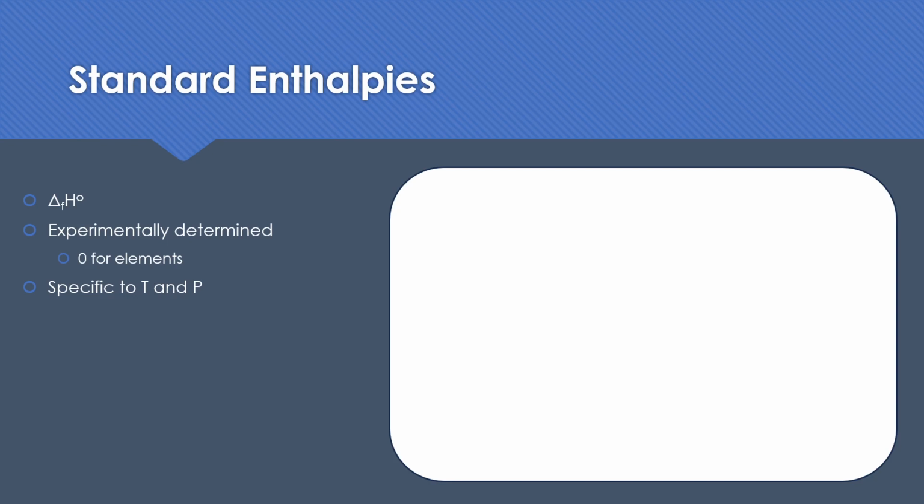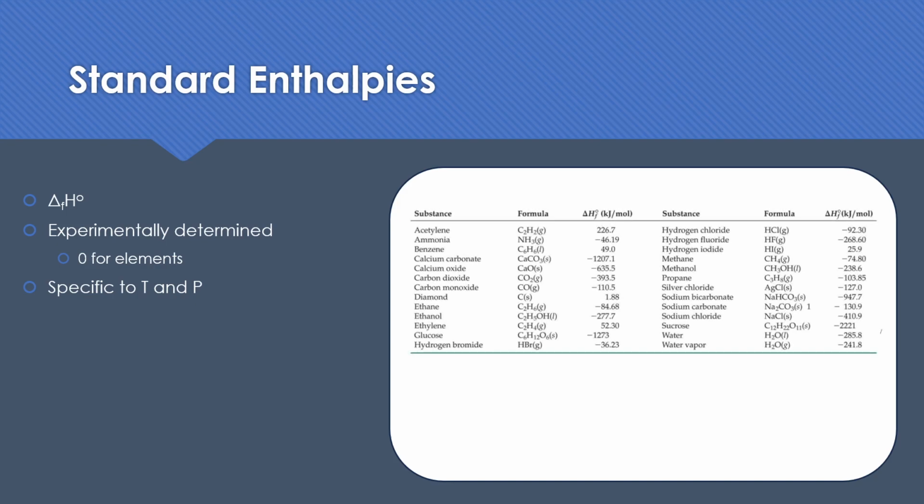And these are experimentally determined, and they're 0 for elements. And it's specific to temperature and pressure. The naught usually means the 0, the prime usually means that it's under STP. So here's a list. Basically, you've got your different substances, and then you've got the formula. For elements, O2, F2, N2, Fe, it's always going to be 0.